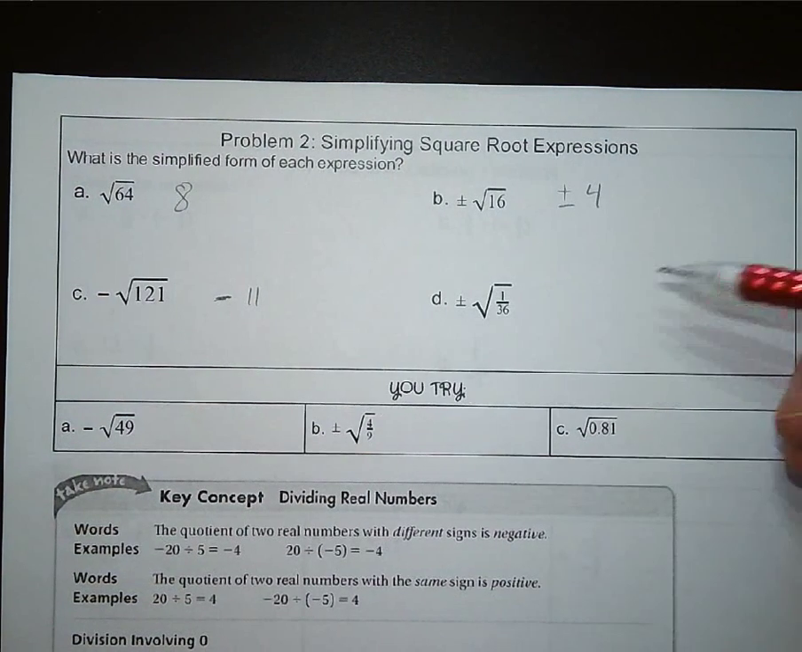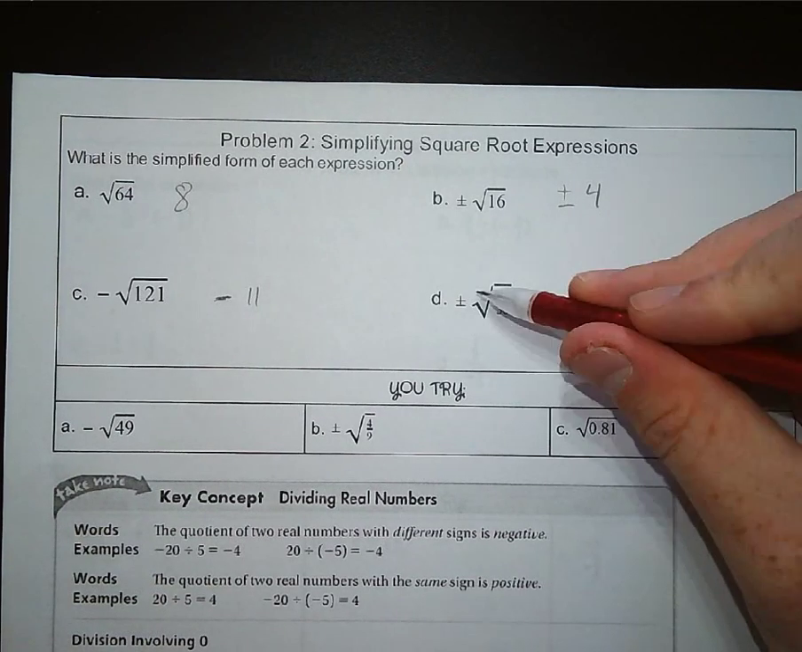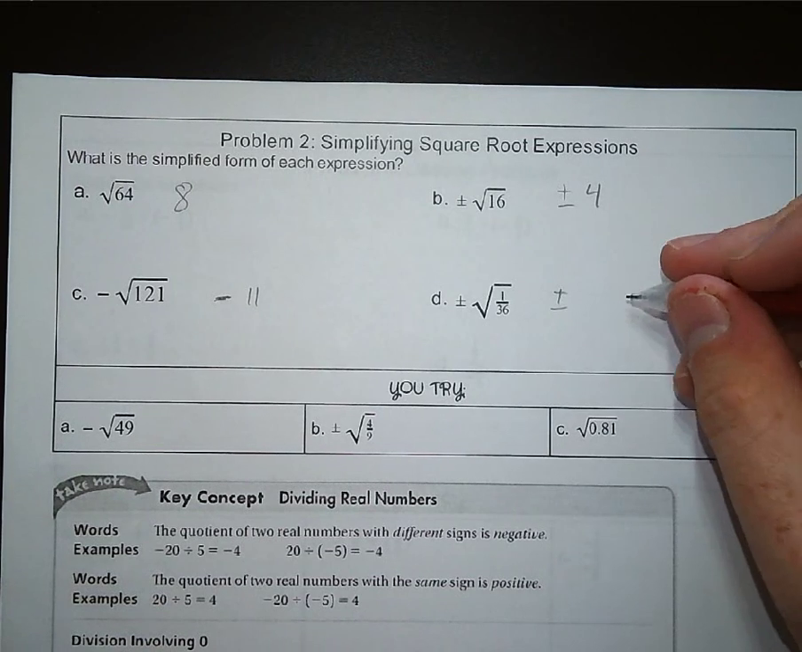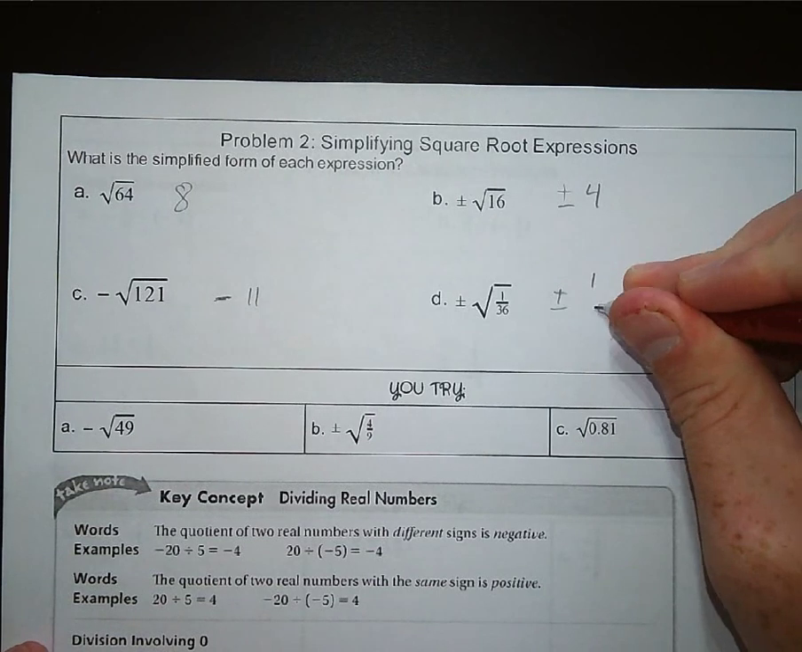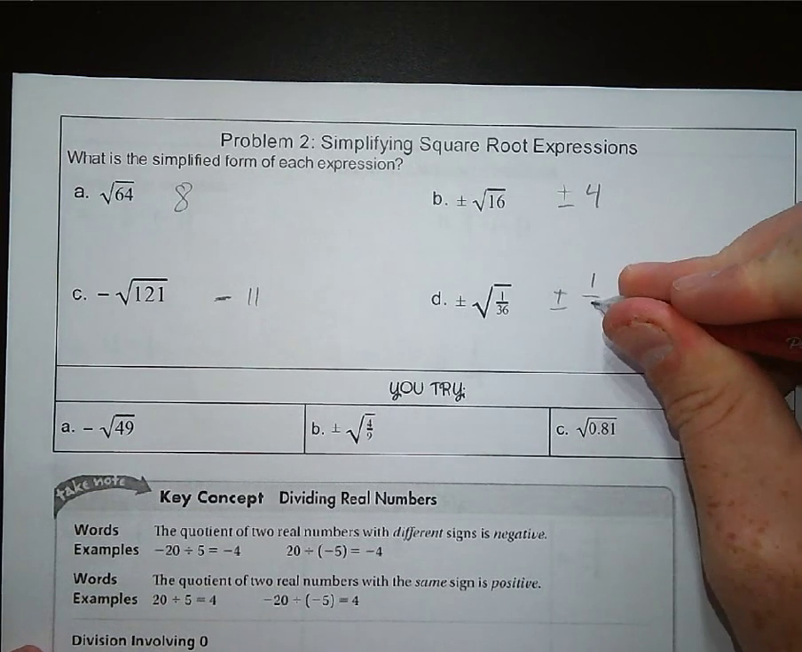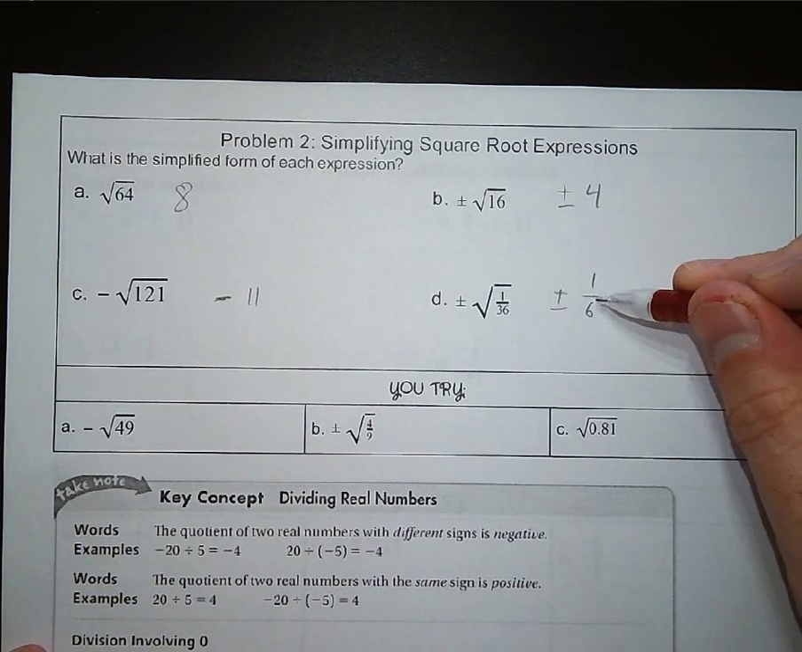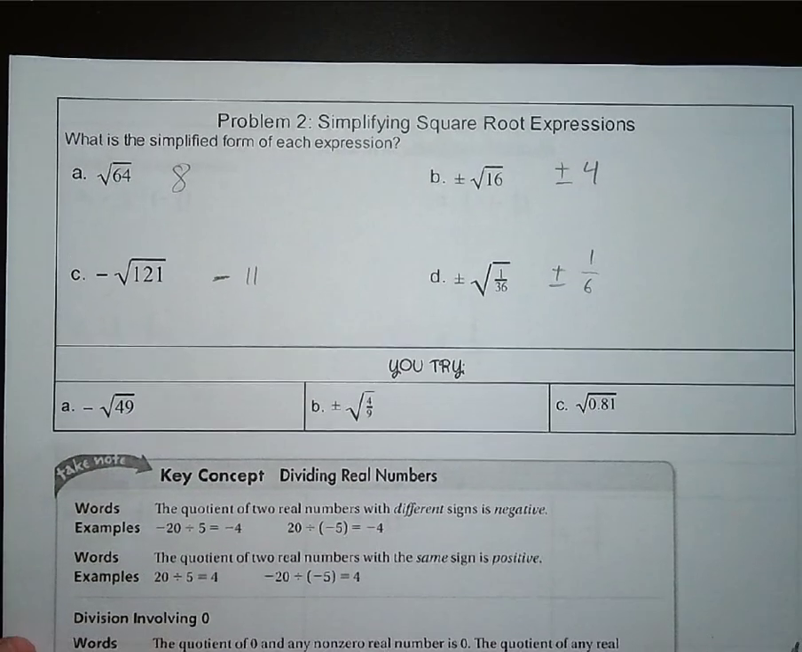Letter D, we can deal with fractions again. These are okay to work with. We've got the positive and negative square roots that we're looking for. And the square root of 1/36, well, the square root of 1 is 1. The square root of 36 is 6. So plus or minus 1/6. You guys give these next 3 a shot and then check back for your answers.